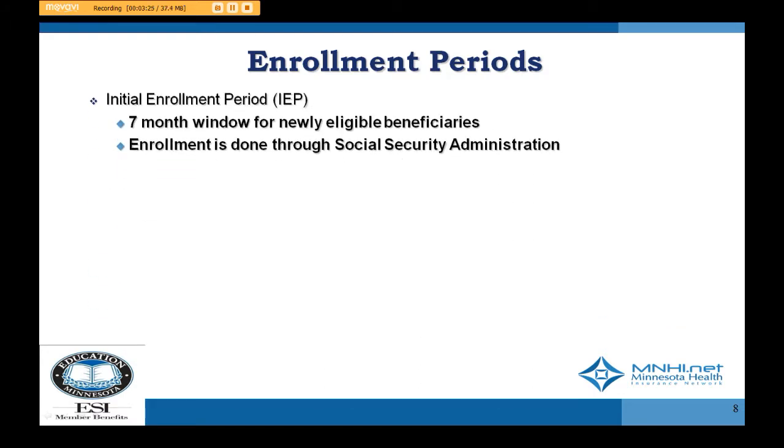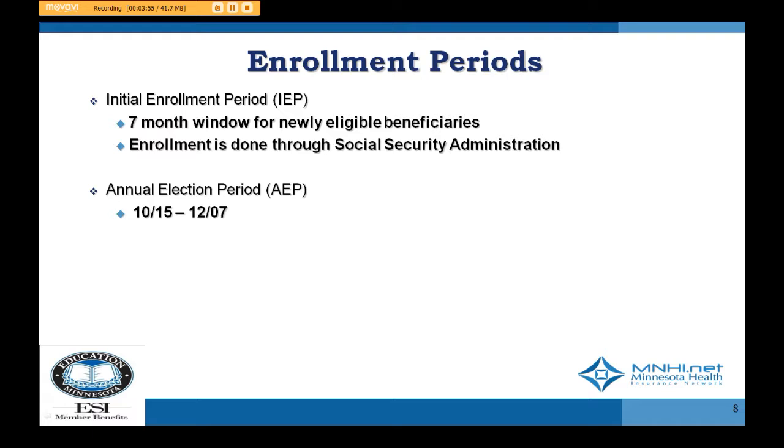The first one's going to be your initial enrollment period. So this is for folks turning 65. This is that 7-month window for newly eligible beneficiaries. So this is going to be 3 months before your birth month, and 3 months after. Enrollment can be done through the Social Security Administration. However, if you are collecting Social Security, that will be an automatic enrollment into Part A and Part B the first of your birth month.